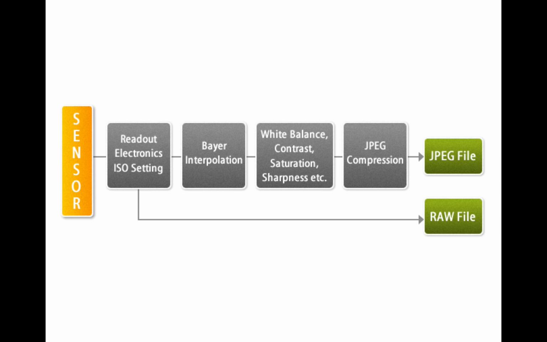It's almost one-to-one. But let's look at what happens with the JPEG file as soon as you save information into that file format. You have something called Bayer interpolation, which interprets the information that's coming from the sensor. You also have white balance, contrast, saturation, and sharpness, and a whole lot of other things.